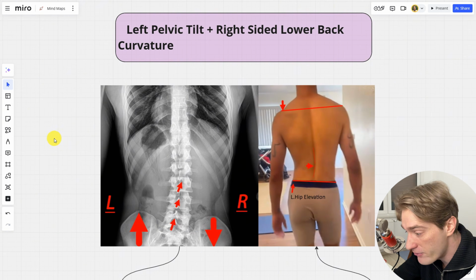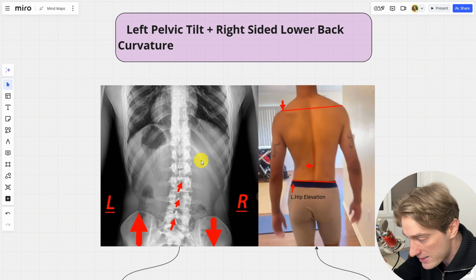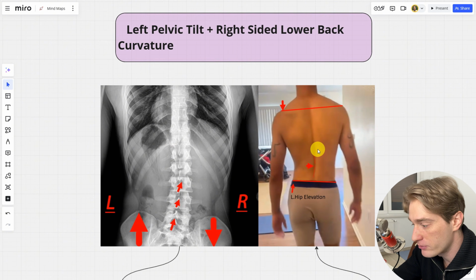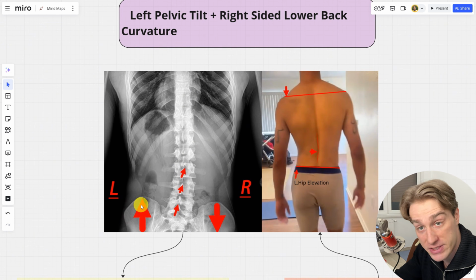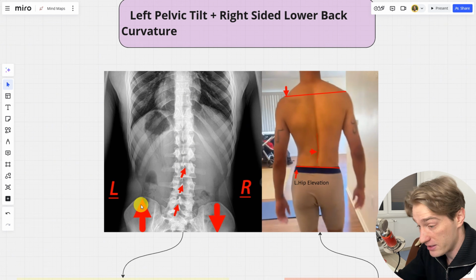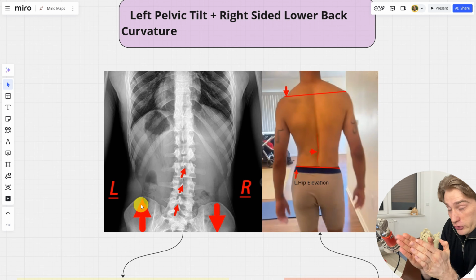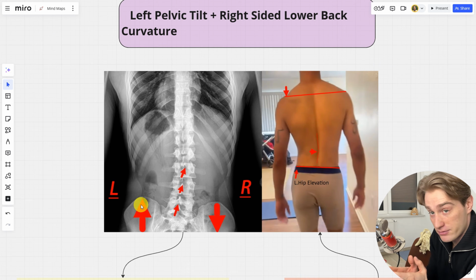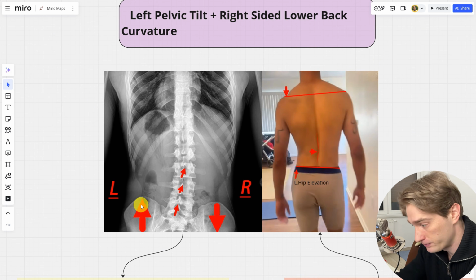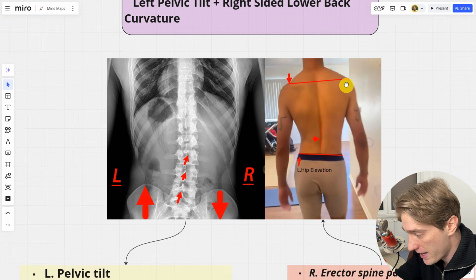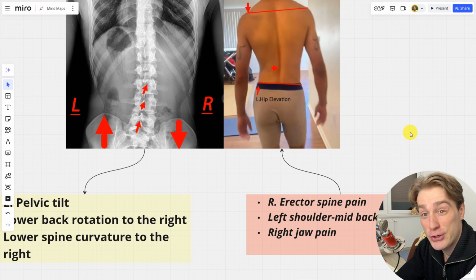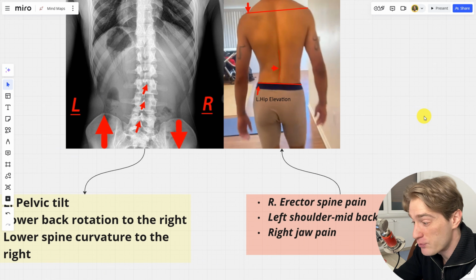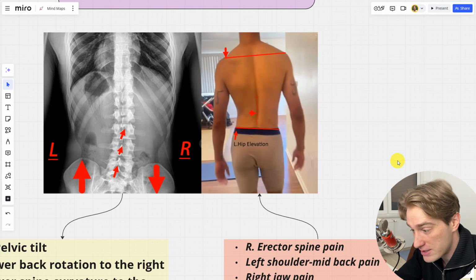Here is a very similar type of case. This is a guy from Los Angeles, California. He also has a left pelvis being hiked up, and his spine is also rotated towards the right direction. Because of that, he had a lot of right erector spinae pain. Well, actually, he doesn't have it anymore. He has completely gotten rid of his symptoms.